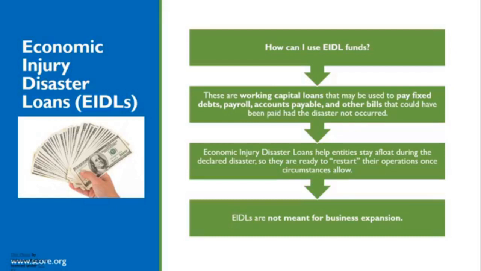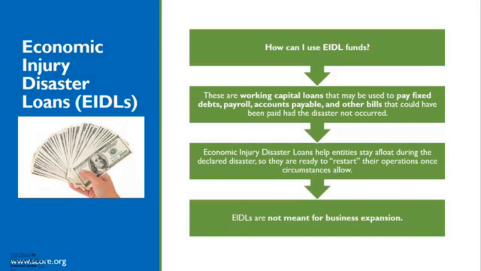So how can you use these funds? These are working capital loans, and you can use them for the following kinds of things. You can pay your fixed debt. So if you've got credit card debt or another high interest debt, you can roll it into this loan. You can use it for payroll as long as you didn't apply and get a PPP loan and use it for payroll, because you can't double dip the two programs.